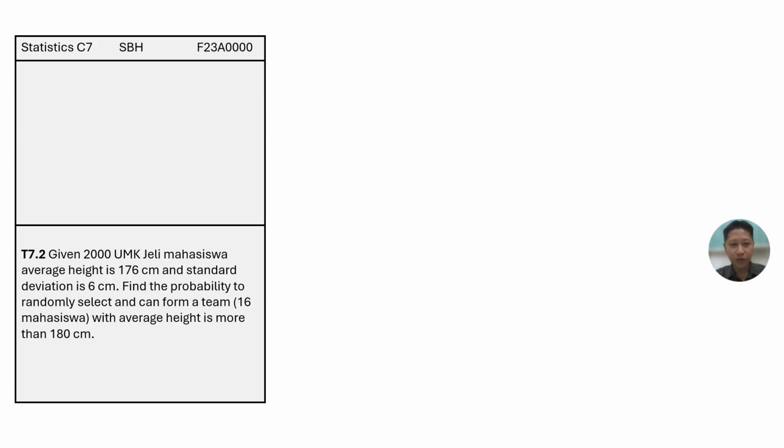Question 7.2. Given 2000 mahasiswa, this is the green color questions. The population height is 176 cm. The population standard deviation is 6 cm. Now, if the volleyball coach wants to form the team and he randomly closes his eyes, selects 16 students, will he get these 16 students whose average will be more than 180 cm?